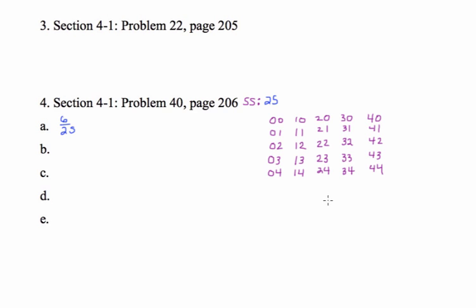Next, a sum greater than 4. Well, greater than 4 means 5 or more. So let's see, these have a sum of 5, these have a sum of 6, these have a sum of 7, this has a sum of 8. So 1, 2, 3, 4, 5, 6, 7, 8, 9, 10. 10 out of 25. Reduced is 2/5. You must reduce the fractions or you won't be given credit.